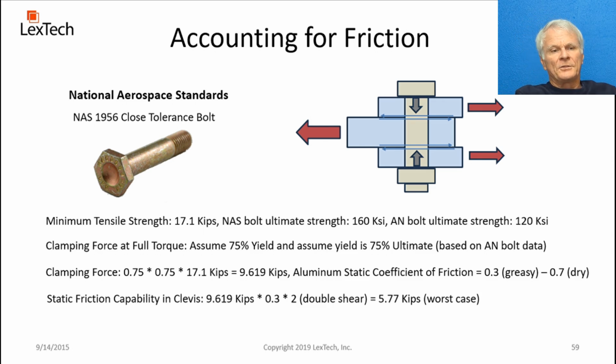And if I assumed that I had 75% of the yield in that compression, it works out to a clamping force of at least 9.6 kips. And then assuming a coefficient of static friction of 0.3 for so-called greasy aluminum to aluminum, you get a shear force of 5.77 kips. That's the worst case. So if you had the worst situation with greasy aluminum to aluminum, we would expect to be able to carry 5.77 kips in that part.